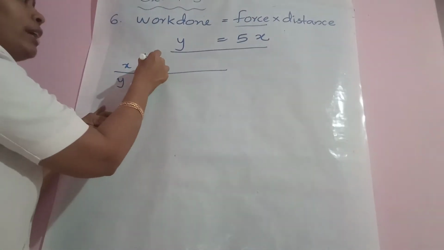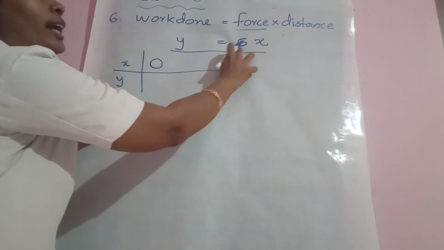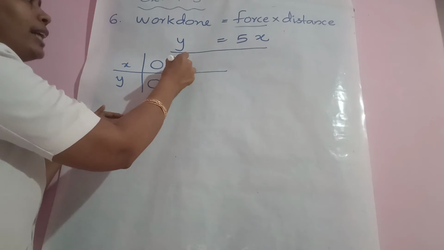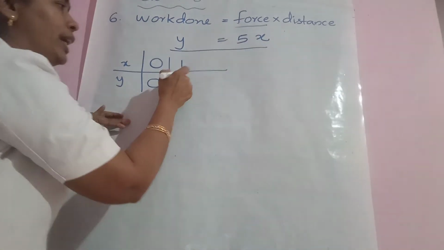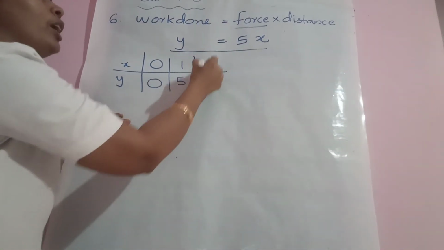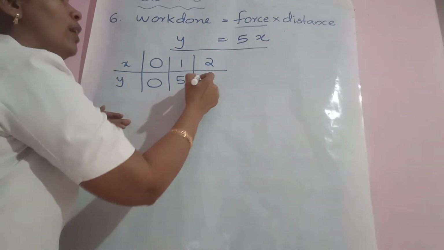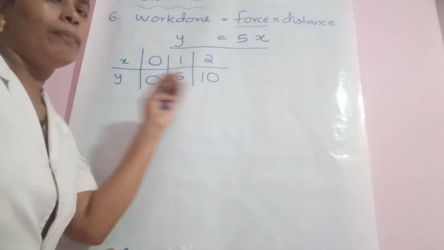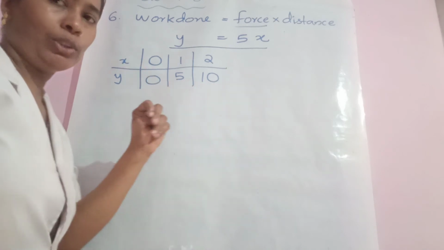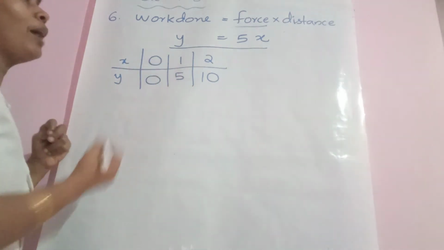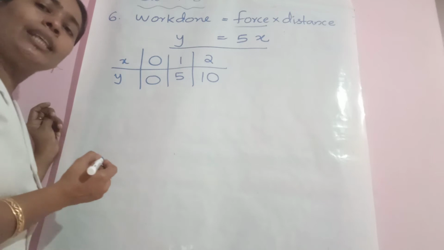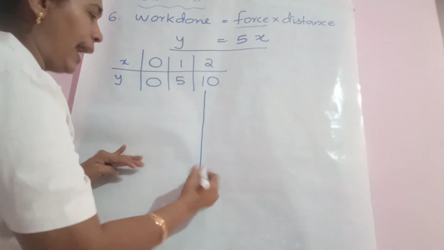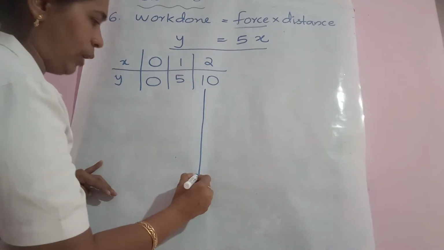If you give x as 0, 5 into 0, what is it? 0 itself. If you are giving x equal to 1, 5 into 1 is 5 itself. If you are giving x equal to 2, what is it? 10. You can give negative values also, but teacher is always keeping positive values for your convenience. Now our question number 1 is to represent them graphically. So let us draw the axis, the required axis for us.